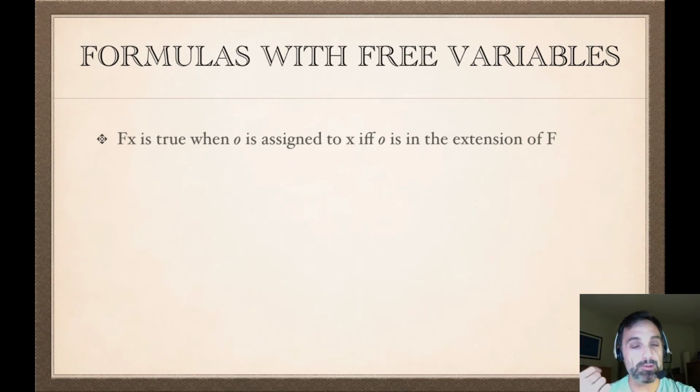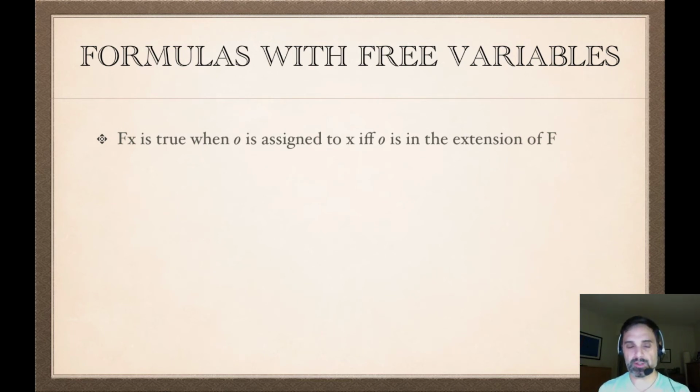By itself, a free variable doesn't refer to anything. By itself, a sentence with a free variable is neither true nor false, because the sentence, to have a truth value, needs the free variable to refer to something. But we can assign objects to free variables, so we can say that Fx is true when O is assigned to x, if and only if O is in the extension of F. So we can say "that is tall" is true when this thing is assigned to "that," if and only if this thing has the property of being tall, which it doesn't. And so, yeah, it works.